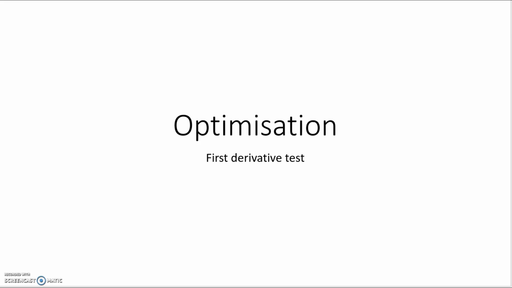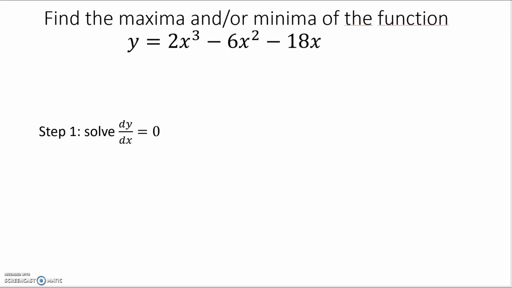Hi there, this is Penelope and this is a short video on optimization, where we use the first derivative test to decide whether we've got a maximum or a minimum. So first up, we've got a problem here, y equals 2x cubed minus 6x squared minus 18x, and the first step of optimizing is to find where the derivative is equal to 0.